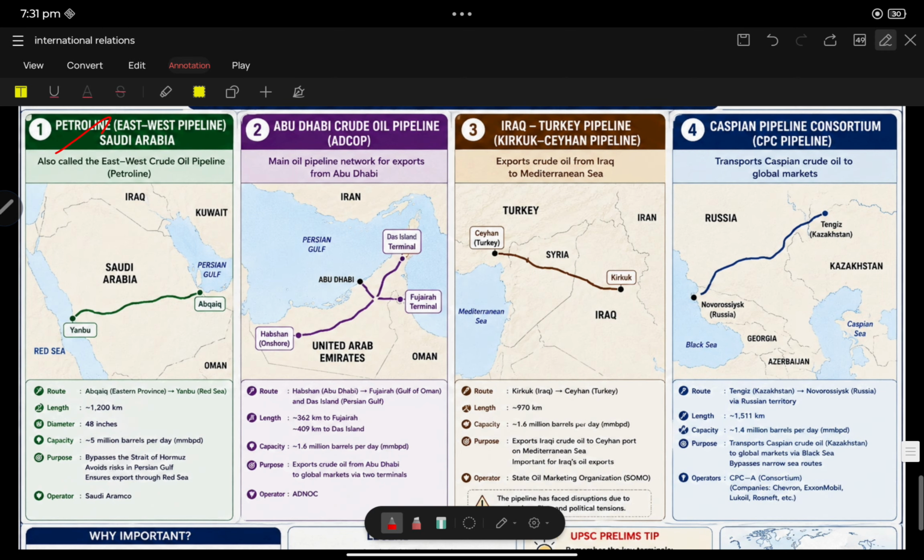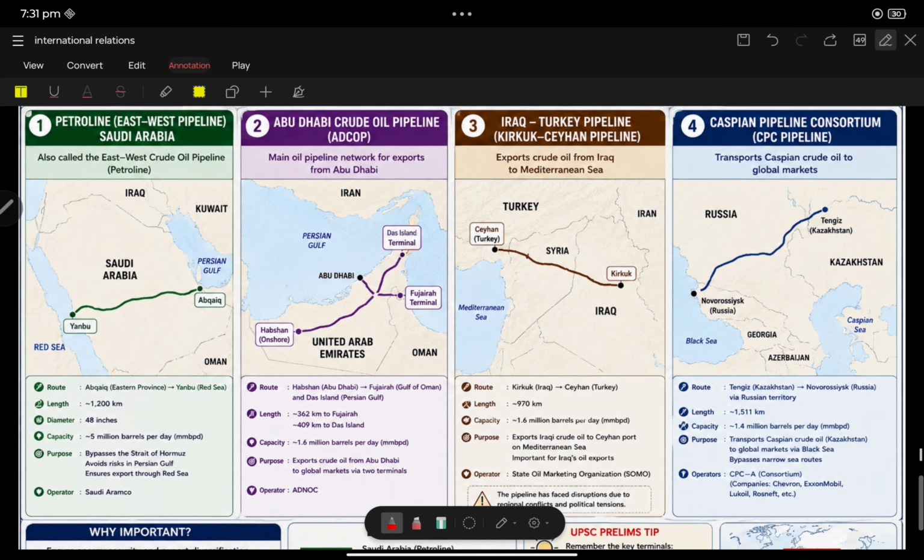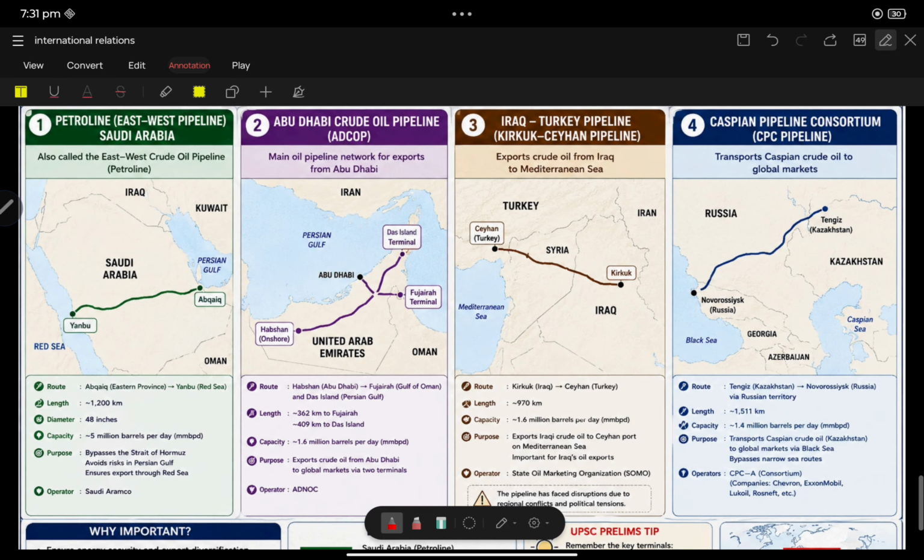Petroline pipeline. So it is in Saudi Arabia. It connects two ends, Yanbu and Aqaba. Port of Yanbu, Port of Aqaba. That's very easy. Persian Gulf to Red Sea.